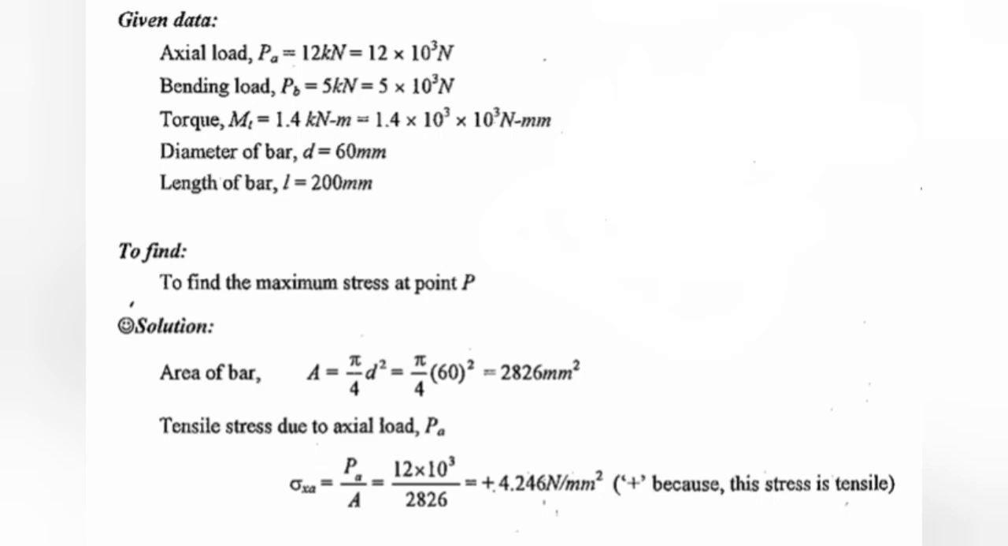The very first step is to find the area of the bar. You know it's a circular cross section, so the area is pi d square by 4. So the area will be 2826 mm square.